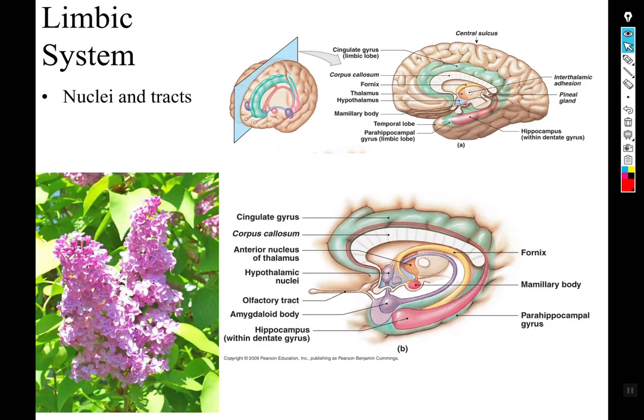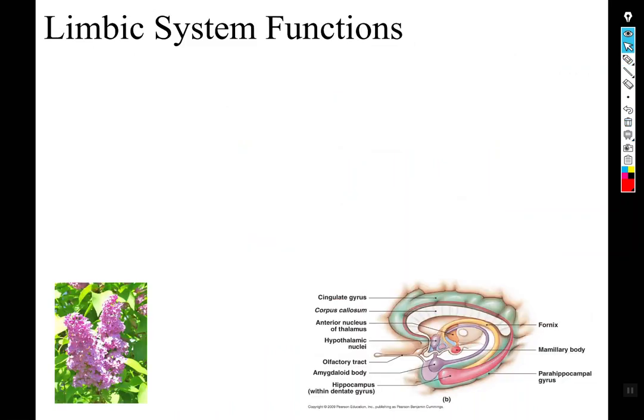So it contains nuclei and tracts. So for example, here's a nucleus. Here's another. These are connected via tracts here and here. So that's just a few examples. So in the base of the cerebrum, deep, deep inside.